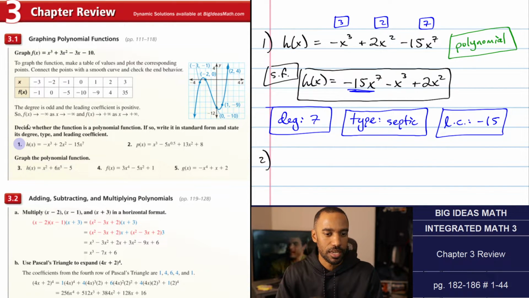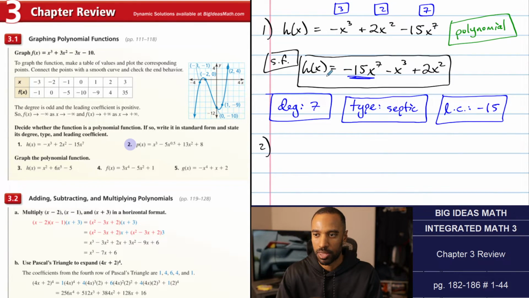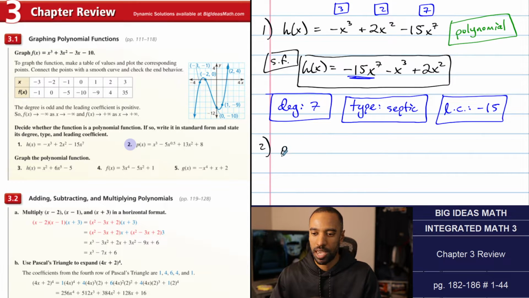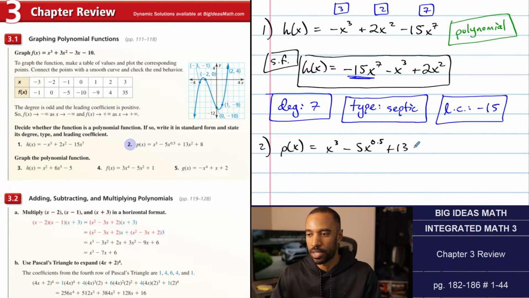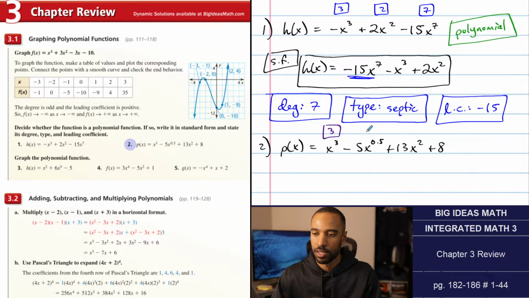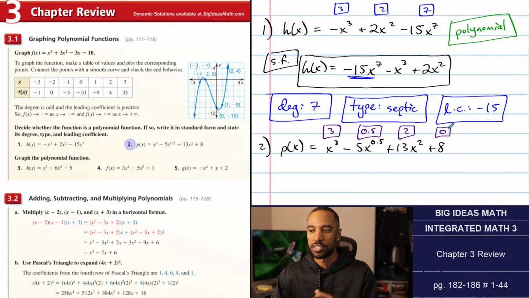Number 2, P of x equals x cubed minus 5x to the 0.5 power, we're going to have to talk about that, plus 13x squared plus 8. Firstly, we identify whether or not it's a polynomial, and then if it's a polynomial, we start addressing the next questions: standard form, degree, type, and leading coefficient. Now, we spoke on degrees from the previous question. Let's do the same thing again. This is degree 3. I guess we can say degree 0.5, degree 2, and degree 0. Don't say 8. Constant is degree 0.